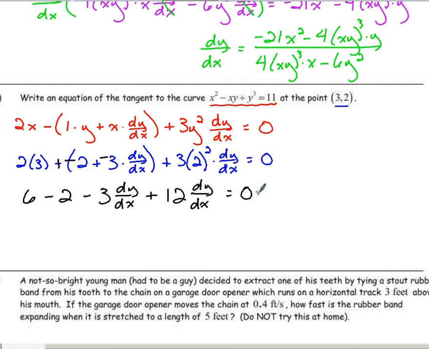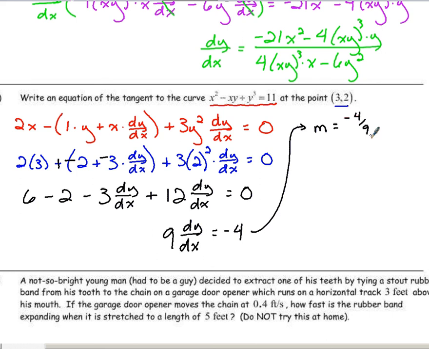All right, let's put the dy/dx's together. We've got negative 3 here, positive 12 there. That's 9 of them. Over here I've got 4, so subtract 4 over. dy/dx, which represents your slope, is going to be negative 4/9.